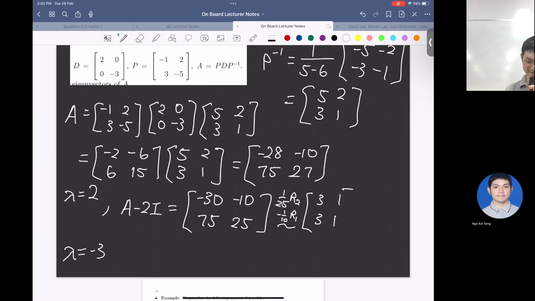Is it? Yes. Okay. It's not magic, it's just dividing by 1 over 25 and dividing by 1 over 10. Right? Agree? Okay. So this one will turn into 3, 1, 0, 0, obviously. So what's the solution? What's the parametric solution here?